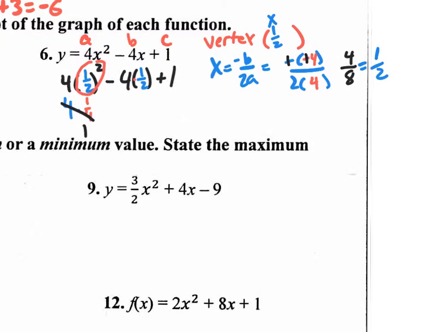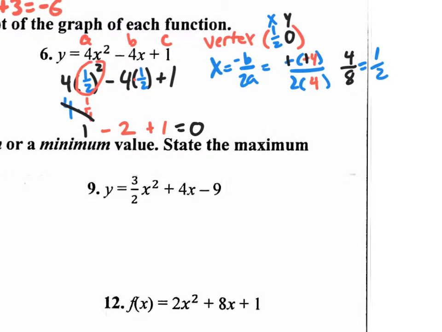When you multiply 4 times 1/2, that's really going to end up with a negative 2. 4 times half is 2. Half of 4 is 2. Bring down the plus 1. You really have just adding and subtracting. 1 take away 2 is negative 1. And then negative 1 plus 1 is 0. So the vertex y value is 0. So the vertex is 1/2 comma 0.